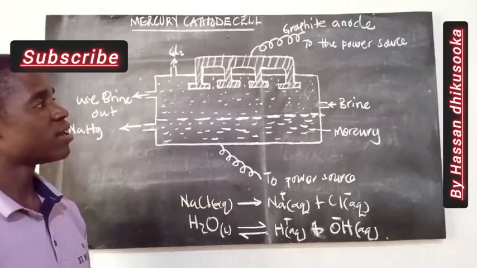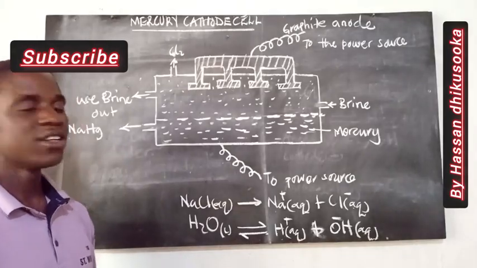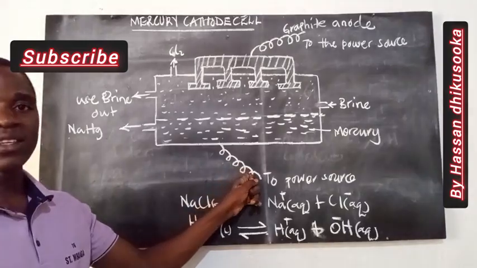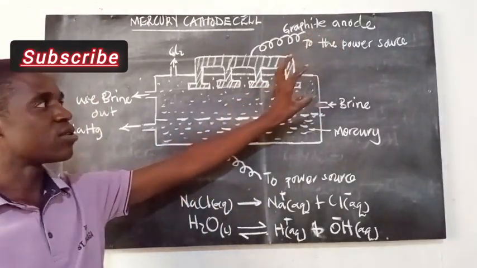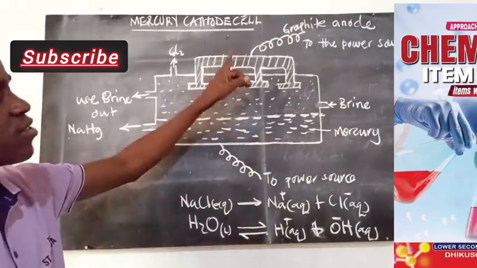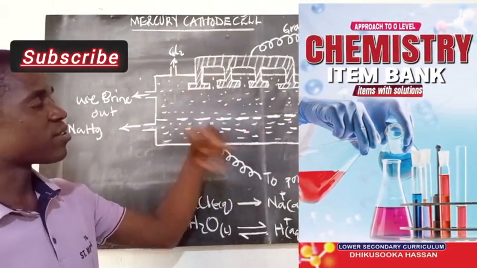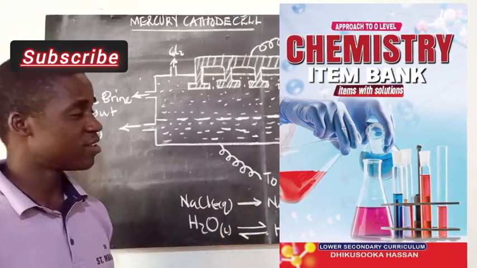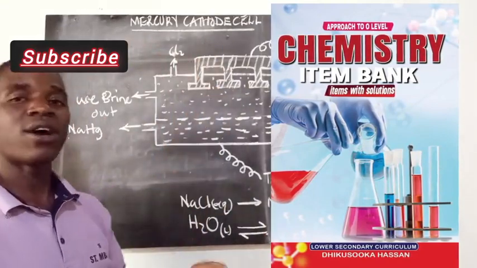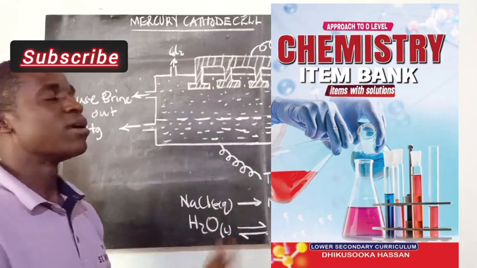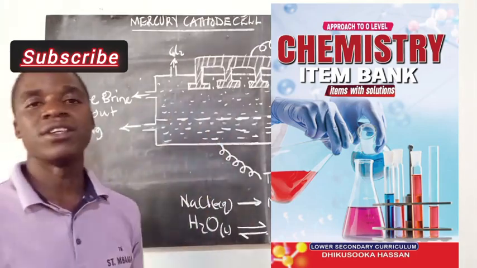So we shall continue from there next time. When we proceed, we are most likely to look at the manufacture of sodium hydroxide, and we also see what happens at the cathode, because last time we looked at what happened at the anode. If you missed that, you can cross check. There is a video on this channel that explains the manufacture of chlorine gas using the mercury cathode cell. However, I didn't go ahead to draw the mercury cathode cell, and I promised to come back and explain it, and this is the one that we have explained.